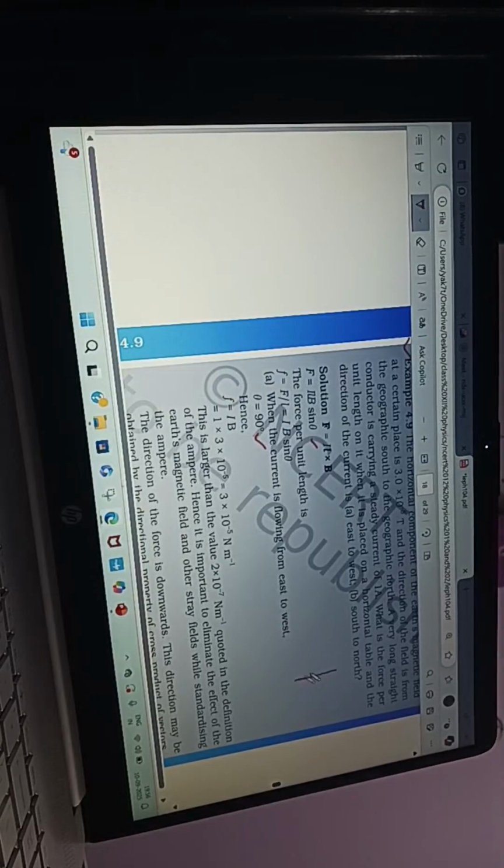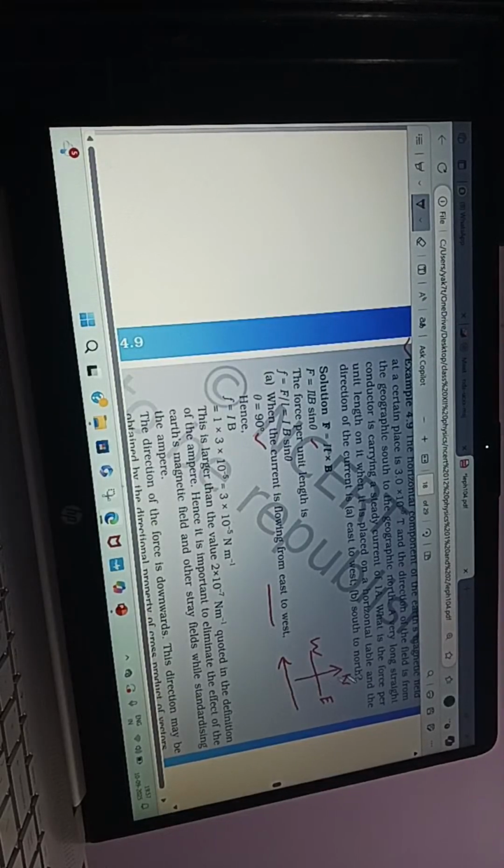So this is your north, this is your east, and this is west. Always remember. So which direction is the current given? East to west, so the current is going like this, and the magnetic field is south to north. So the angle between them is 90. So 90 degrees you have to take, then you just calculate.